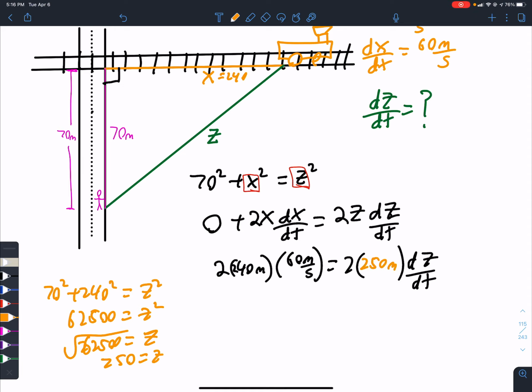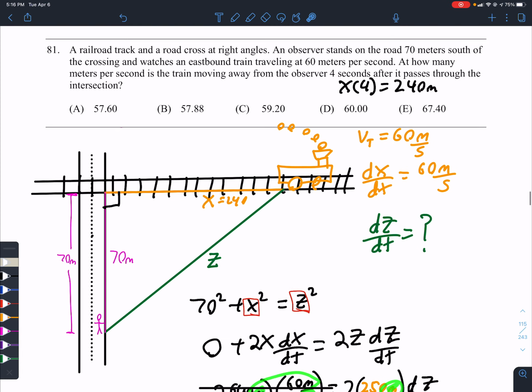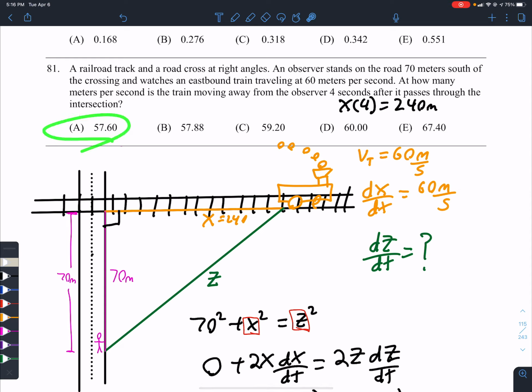And I'm going to solve for dz/dt. I'm going to multiply 2 times 240 times 60. I'm going to divide that by my 250 times 2, or divide by 500, and I get 57.6 meters per second is dz/dt. Because you're going to get meters squared here, divided by meters, those will cancel and you end up with meters per second. So 57.6, BAMO, answer A.